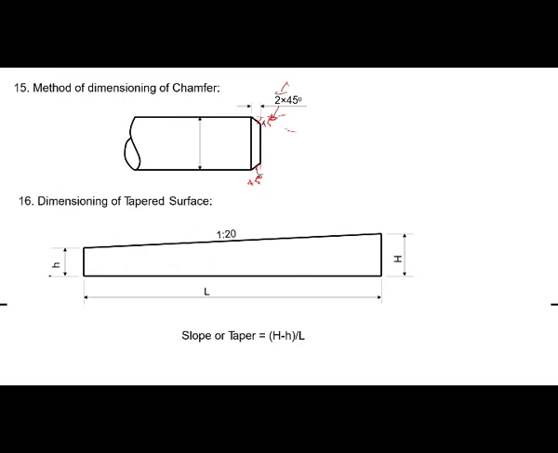Dimensioning of tapered surface. Here is a tapered object, so we have to give dimension like this. This is a small length, so we denote it by small h. If this is the larger dimension, we give the capital H, and this is the length from here to here, so we can give the total length L. 1:20 is the symbol given for this size. And slope or taper is equal to capital H minus small h divided by L. We can find the slope.